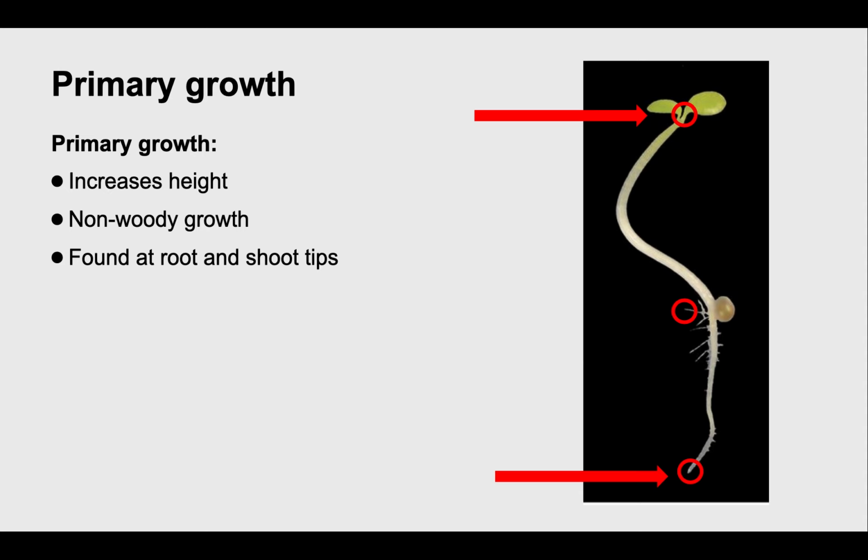All right, and then I just wanted to show another image of primary growth that we talked about here, showing that we're primarily increasing our height. We see primary growth at the very tips of the shoot, very tips of the roots. But we can also find them on all the tips of all of our lateral roots as well. Any areas where they're actively dividing.